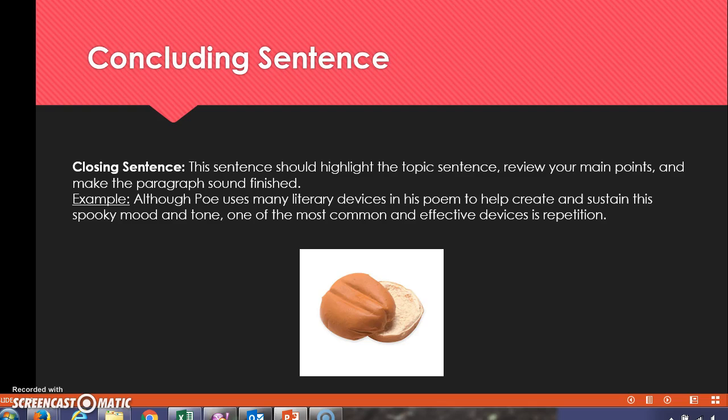Lastly, you need your concluding sentence. Your concluding sentence is like that bottom bun. You need it. It ties everything together. If you don't have it there, you just kind of leave the ideas hanging. You leave your reader hanging if you don't have a concluding sentence.